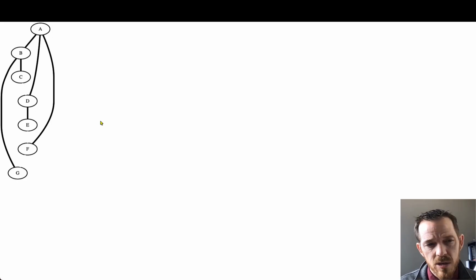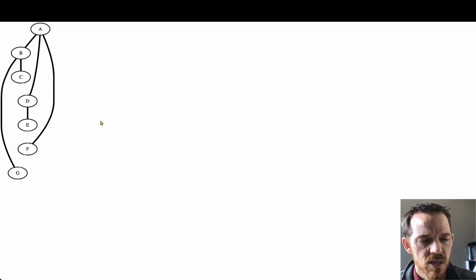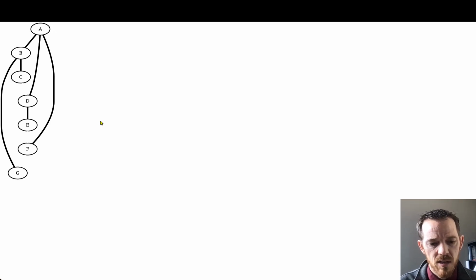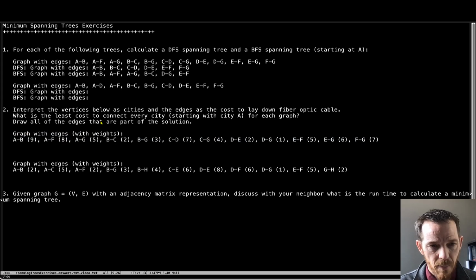And then if we were to do a breadth first search, we'd go by levels from A, and then everything adjacent to those vertices, and would produce a spanning tree that would look like this if we always chose the lowest letter first. There we go. We've produced some spanning trees.